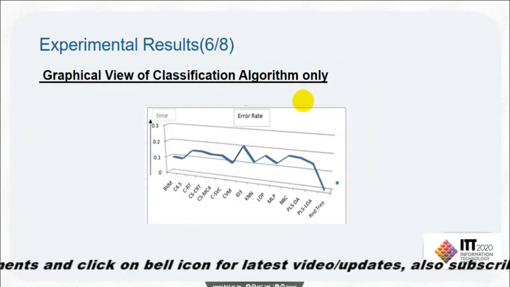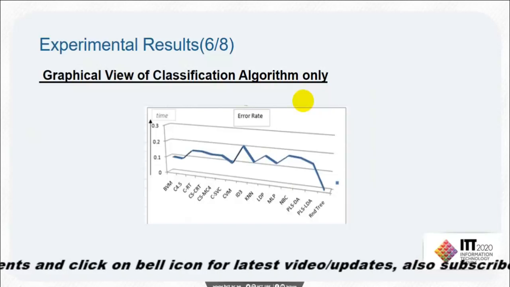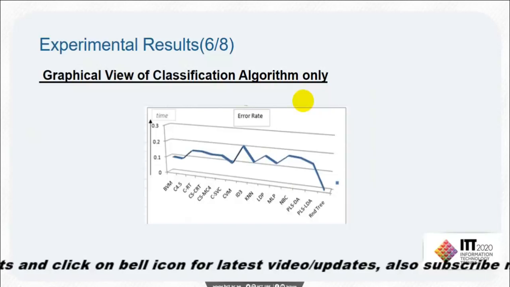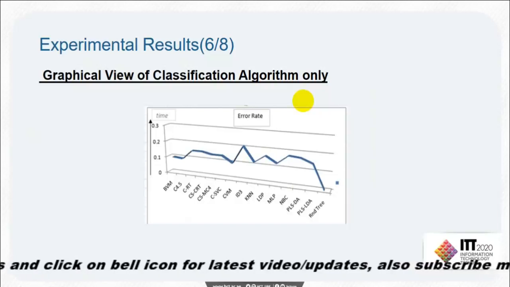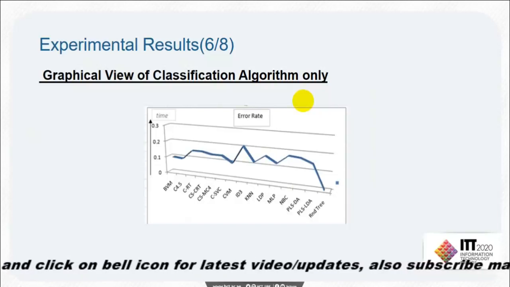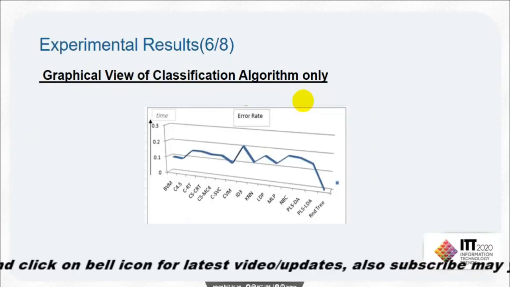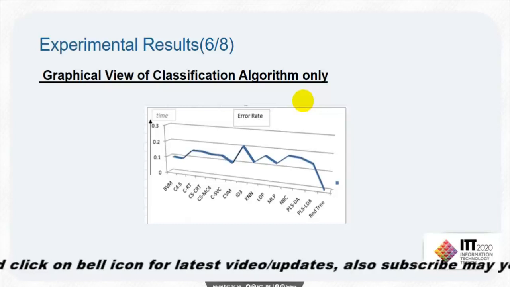Graphical view of classification algorithm only. Here I have displayed the graph regarding the classification algorithm only, in which you can see the random tree has a minimal value while ID3 has a maximum value.